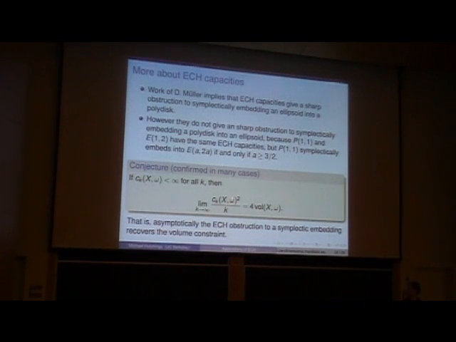Now, if these things were always equal to 4 times the volume, then in theory it would be useless. It would tell us nothing more. But fortunately, when k is finite, these things are quite different from the volume, which is why we can get some non-trivial obstructions.